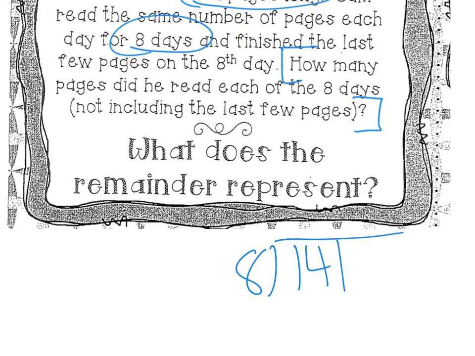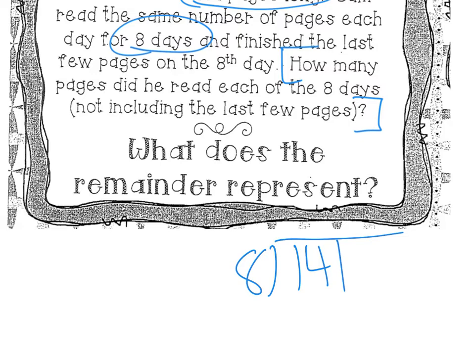I would also test my students and say, even though we're talking about remainders here, how do you know that this is going to give you a remainder? And I would hope that their response would be, well, if you know your 8s, there's no multiple of 8 that's going to give you an odd number. All your 8s are even numbers. So if 8 is going into 141, which is an odd number, you just know you're supposed to get a remainder here.